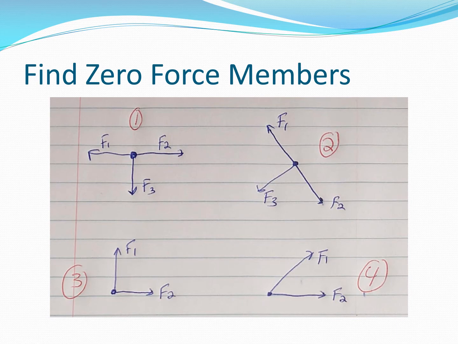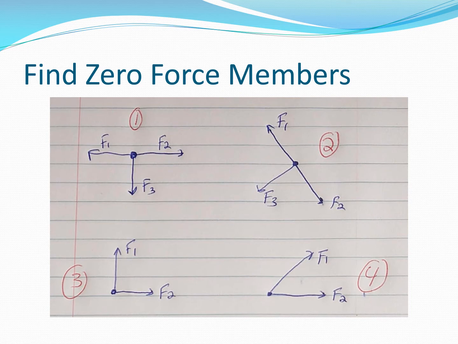Finding the zero force members. I mentioned this in the other video, so here's a graphic explanation of it. 1 and 2 are essentially the exact same thing, except the X and Y axes have been turned. If you look at 1 and 2, F1 and F2 are both in the X direction, and they can be equal but opposite. So there can be forces in F1 and F2. However, neither F1 nor F2 is in the Y direction. In the Y direction, you have F3 and only F3. So if that point is at equilibrium, F3 has to be a zero force member for both 1 and 2.